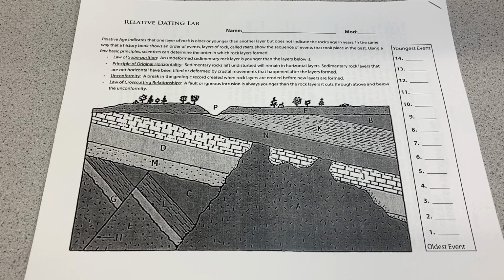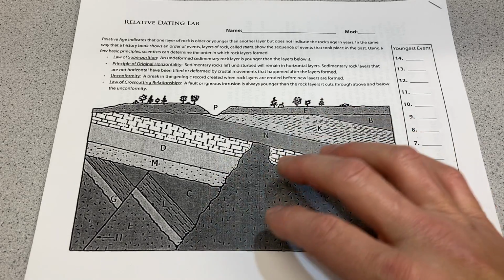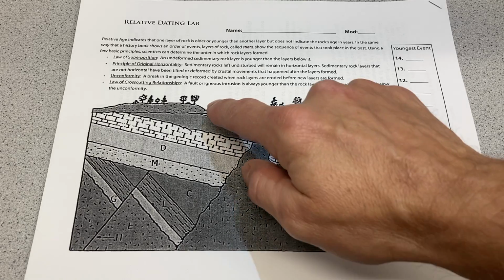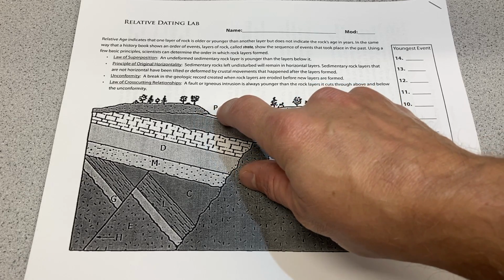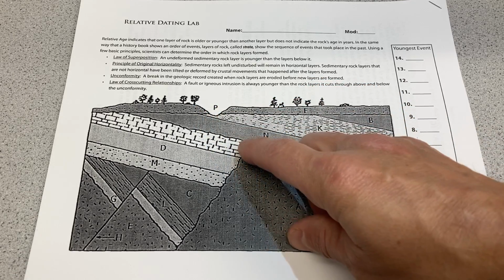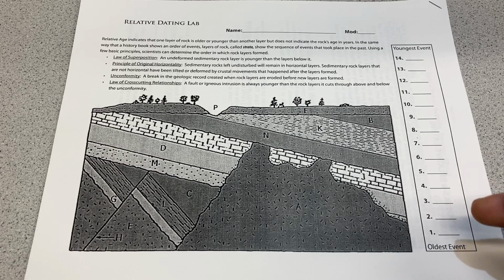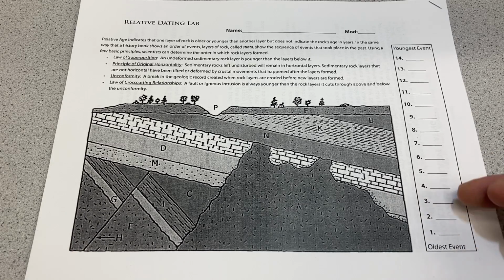What you're going to do here, without a whole lot of prior knowledge, is try to order all of the layers, all of the things that have occurred in here. Some of these aren't layers, like P as a whole, which could be a river or a lake or something like that. It's definitely cut away here. Order them from oldest to youngest, with the oldest going on the bottom all the way up.